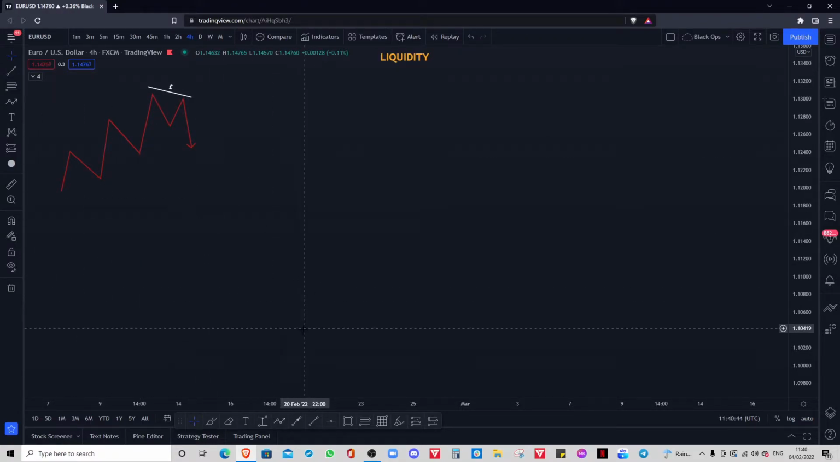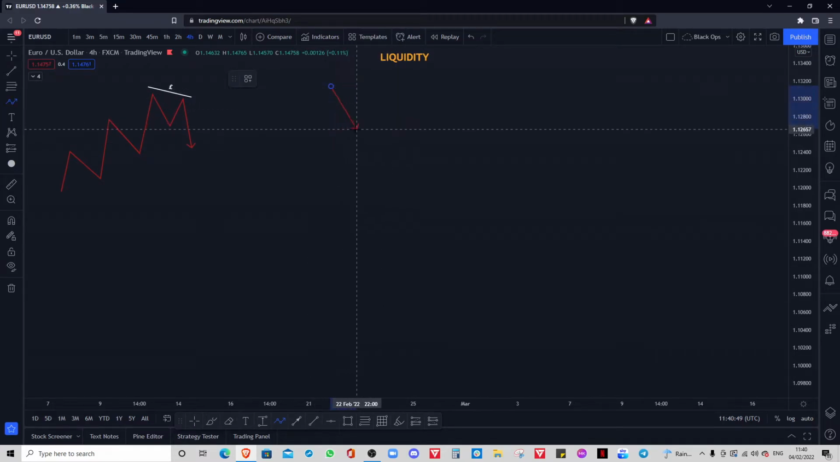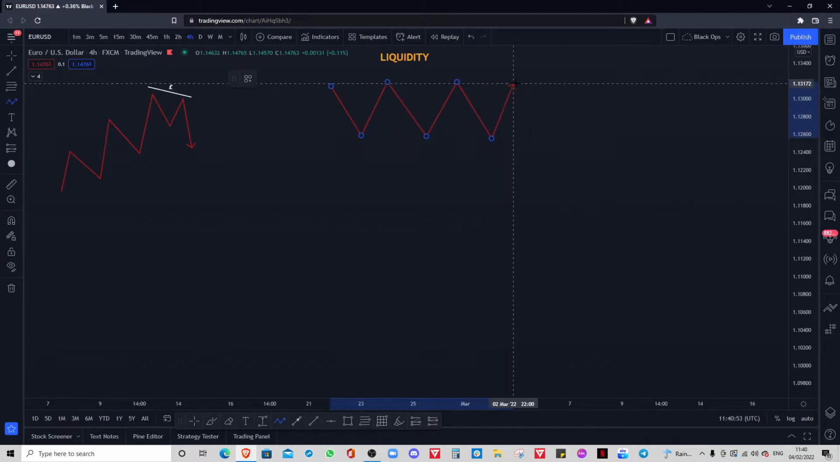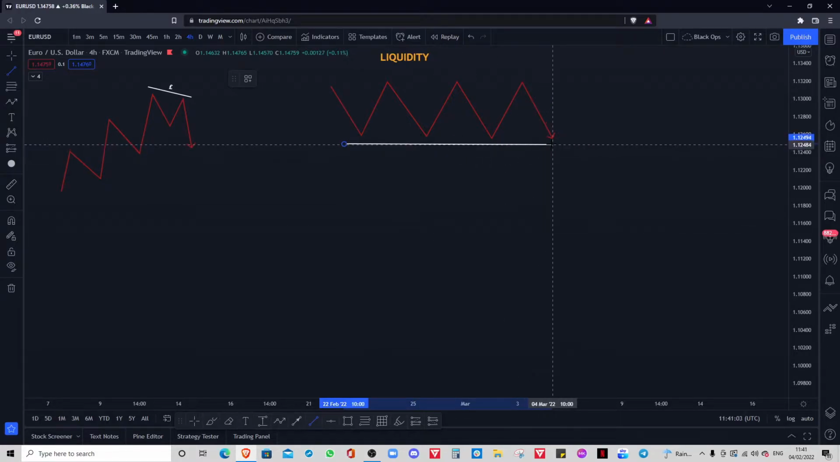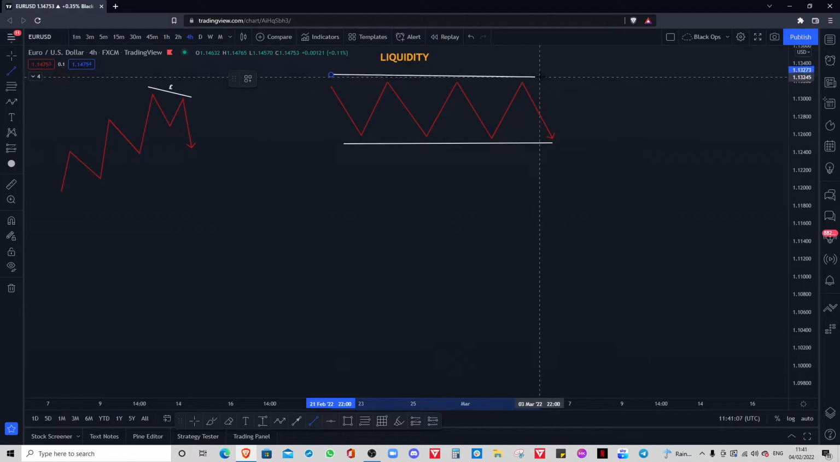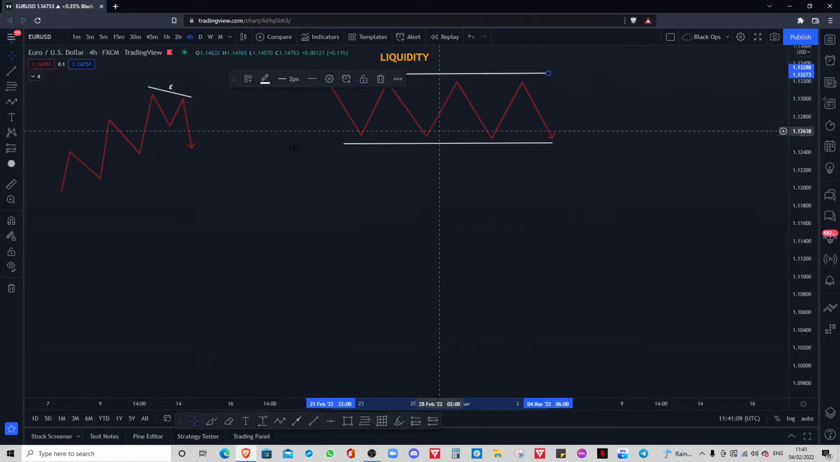Now the second example will be in a range bound market. So something like this, right? Where market is ranging, where it's consolidating, and in this scenario we have liquidity trapped here and we have liquidity trapped here, right? So now this makes sense, right?